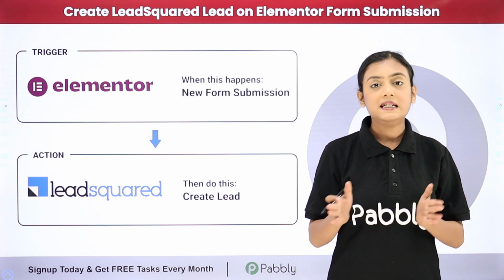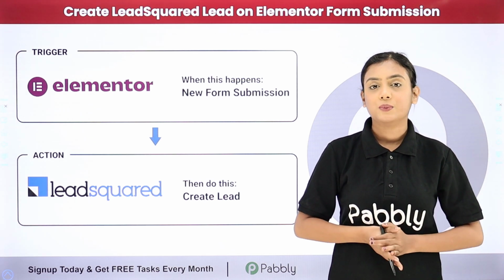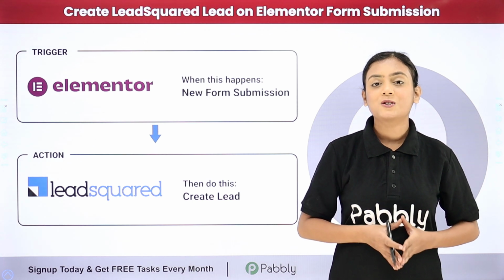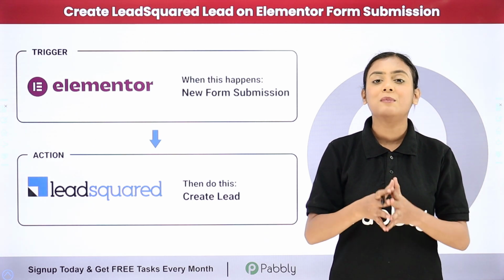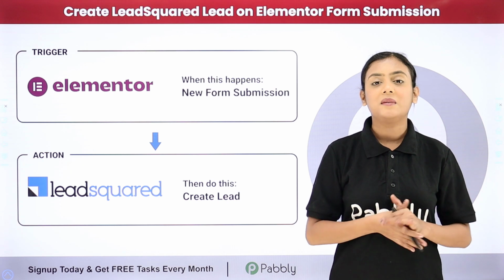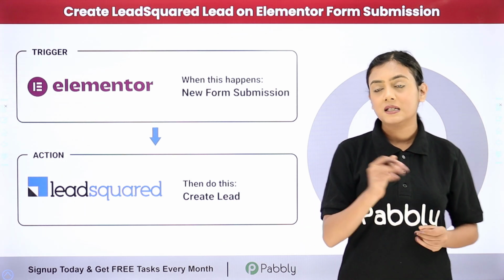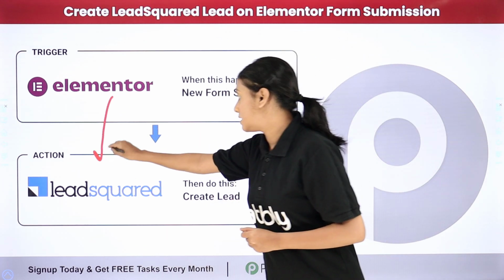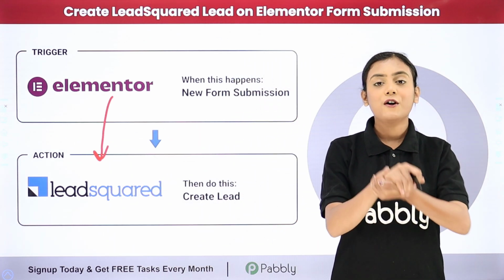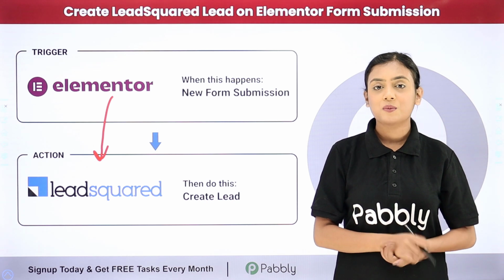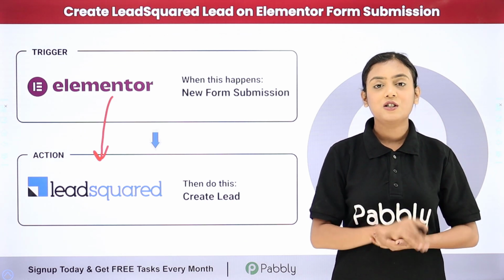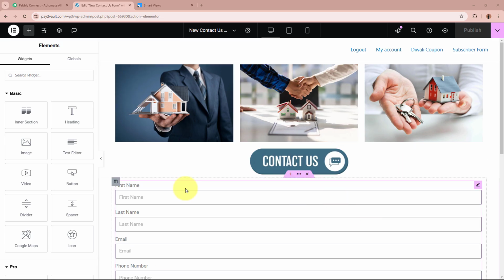Now, creating these leads manually is very time consuming. So what I did was I simply automated this entire process with the help of Pabbly Connect, which is an amazing automation and integration software. And here in this video, we're going to build a connection between Elementor and LeadSquared with the help of it. So if you also want to learn about this amazing automation process step by step, then let me take you all to my screen. In this video, we're going to learn how to create LeadSquared lead on Elementor form submission.